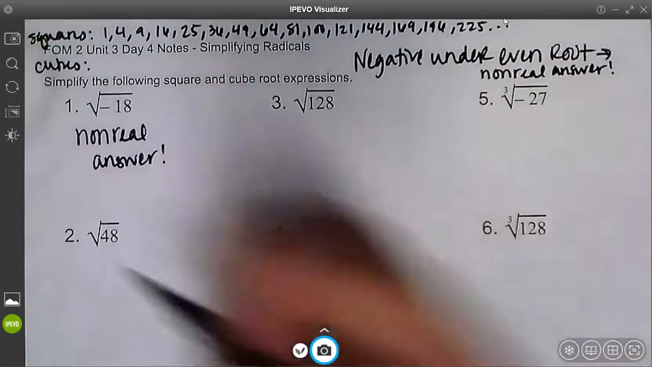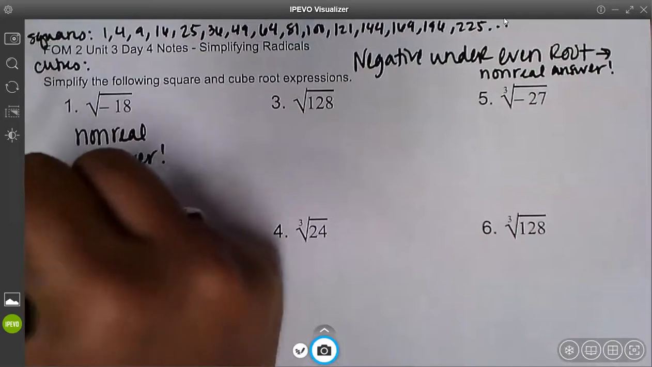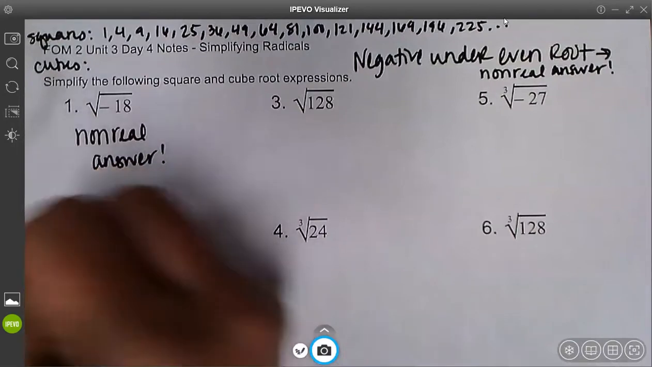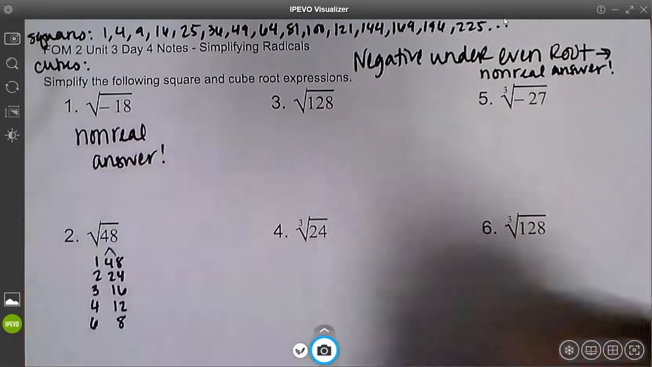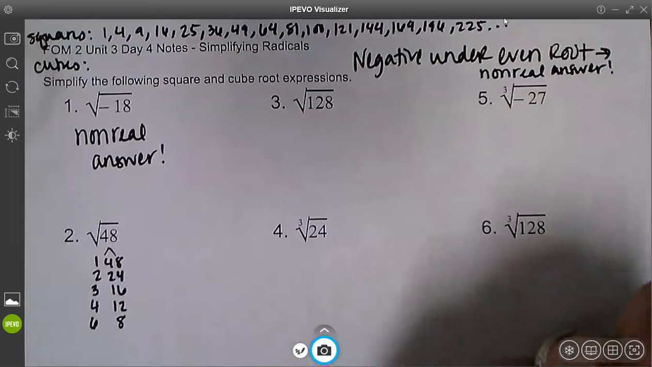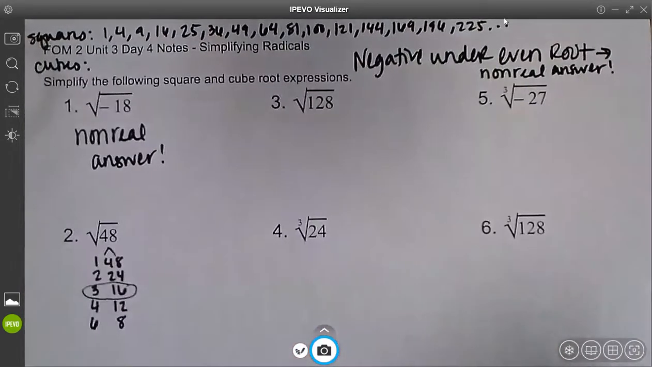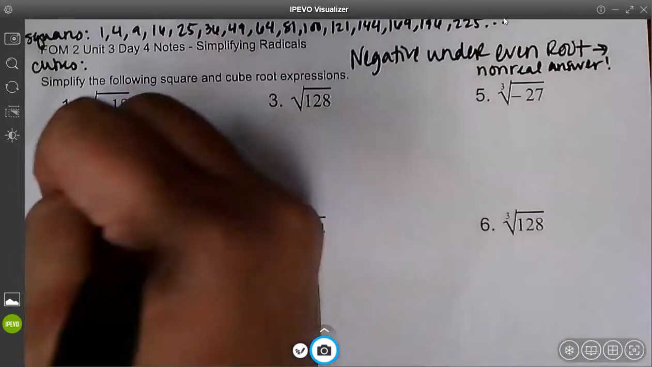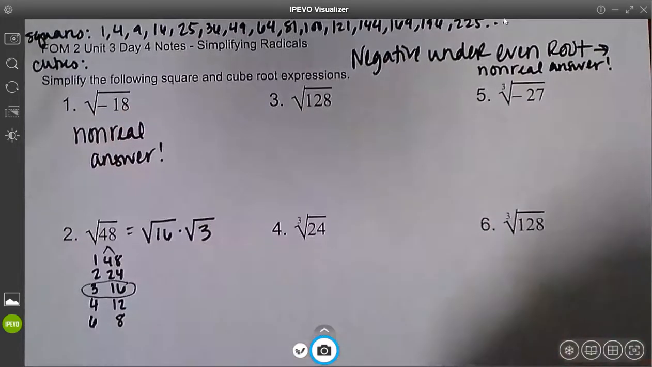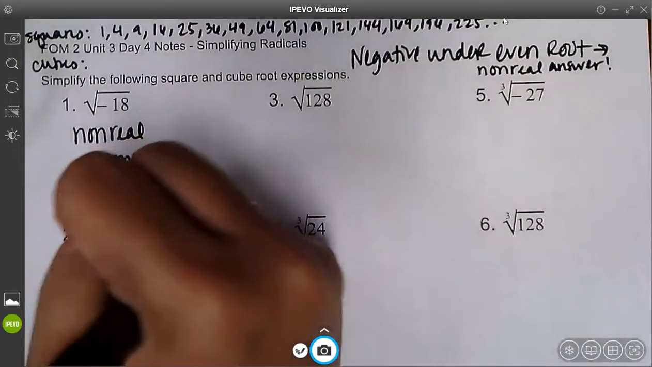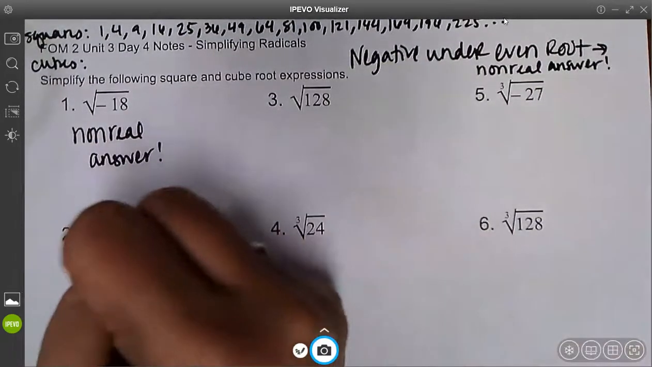My perfect squares, so 48 is not on that list. I'm going to list my factors of 48. 1 and 48, 2 and 24, 3 and 16, 4 and 12. No, the 5 doesn't go in it. 6 and 8, 7 doesn't go in it. My greatest perfect square factor is 16. If you had chosen 4, it is not completely simplified. You have to use 16. So this is equivalent to the square root of 16 times the square root of 3. The square root of 16, well, 16 is equal to 4 squared. The square root and squared cancel, and you have 4 root 3.